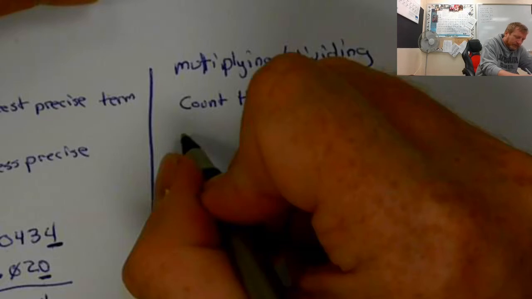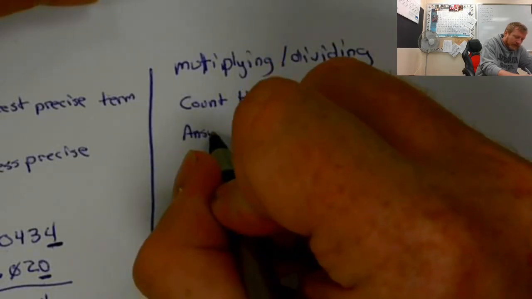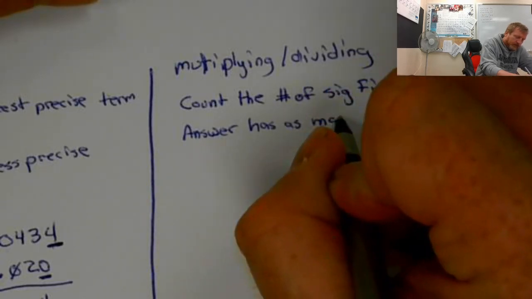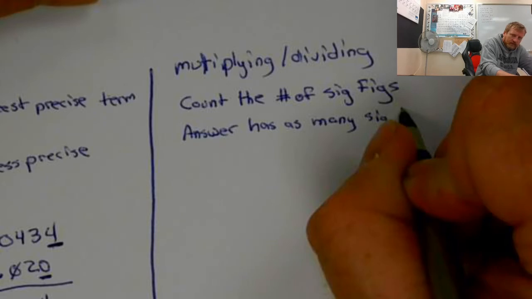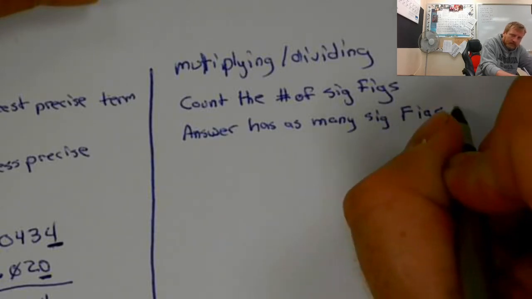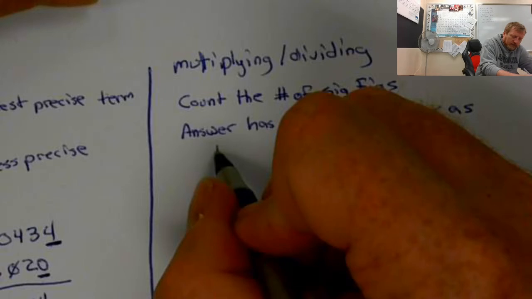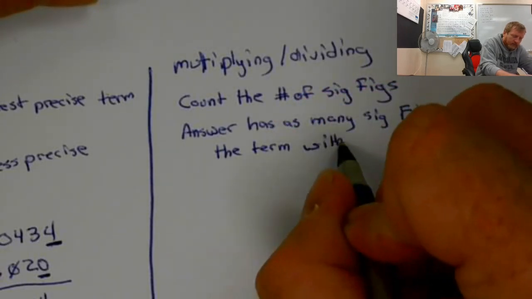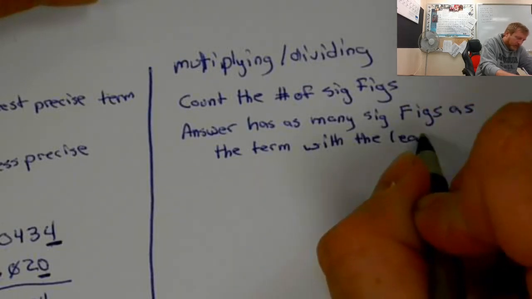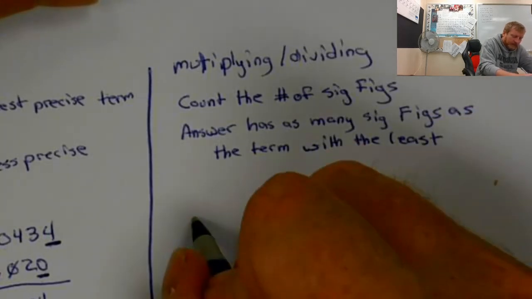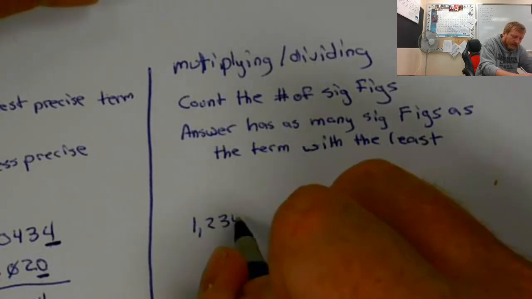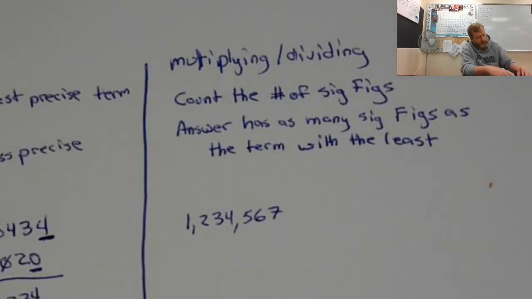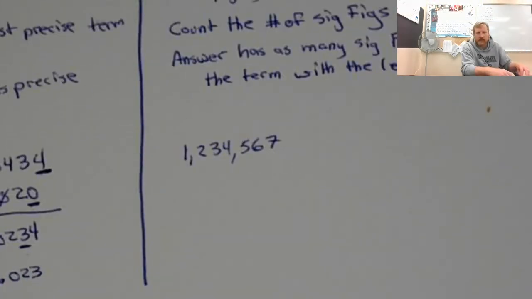And then the answer must have the same number of sig figs as the term with the least. So let's say that I've got some big number, 1,234,567. And I'm going to multiply that by 2.